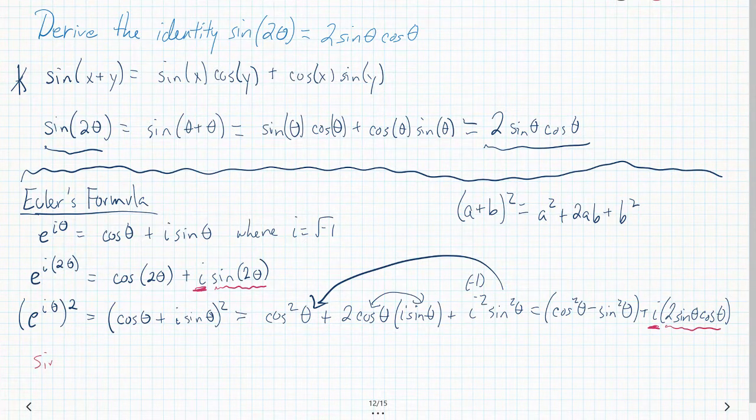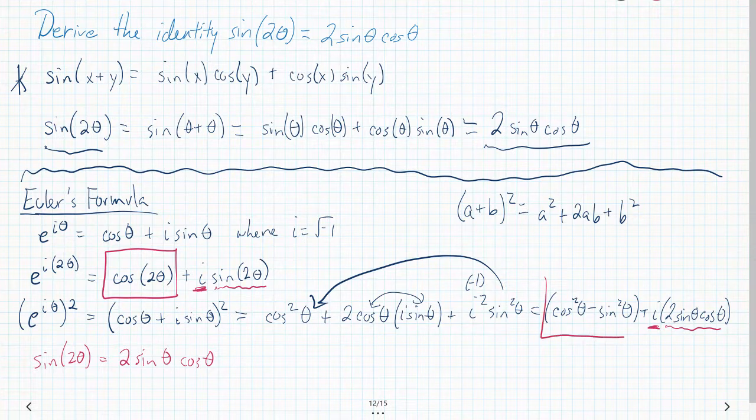So from that you get the identity. Sine of 2 theta equals 2 sine theta cosine theta. But that's not all. So notice the other part, and I'll box it in here. That's the real part of this, not the imaginary, so it's the real because it doesn't have an i times it. So we get another identity. And for free we get the cosine of 2 theta equals cosine squared theta minus sine squared theta.